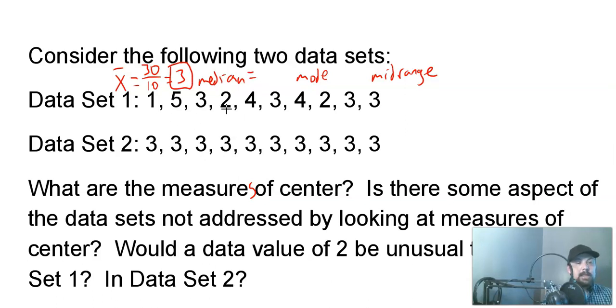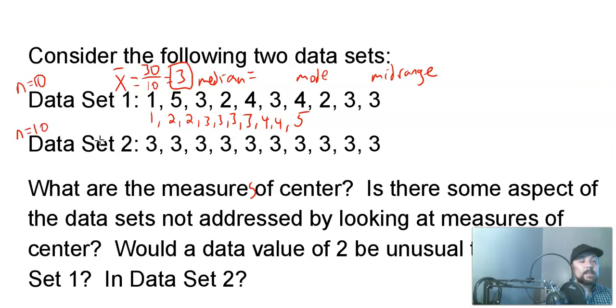The median, we would need to organize this numerically from lowest to highest. So let's go ahead and do that right here. We have 1 just once. We have 2 twice. We have 3, 1, 2, 3, 4 times. We have 4 twice, and then we have 5. It's an even number of data values, right? So in both of these cases, n is equal to 10. That's the number of data values that we have.